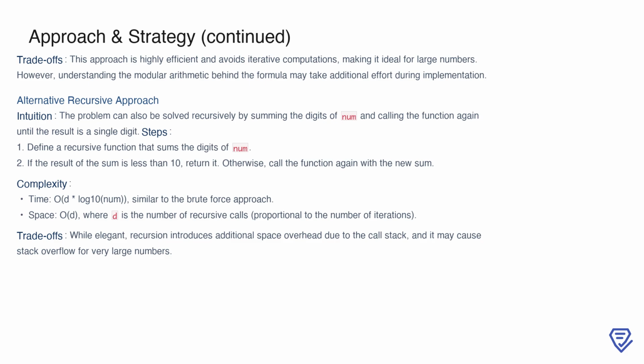Another option to solve the problem is through recursion. In this approach, we define a recursive function that sums the digits of the number and calls itself again with the new sum, continuing this process until the result is a single digit. While this is an elegant solution, it shares the same time complexity as the brute force method, O(d) or log base 10 of the number, but introduces additional space overhead due to the recursive call stack.